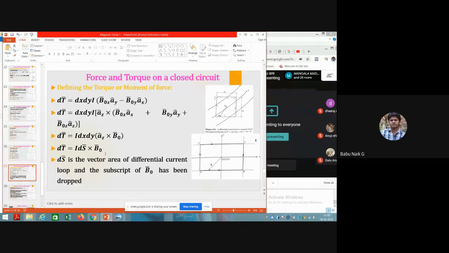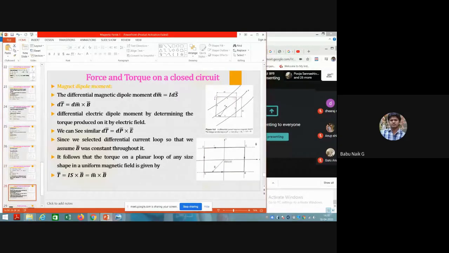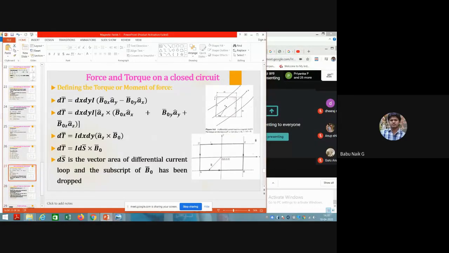This is the torque if the current is flowing through a circular loop. So the torque can be calculated as dT is equal to I dS cross B bar naught. Here you only have to consider the surface that has that area, and the magnetic field it produces is constant throughout, which is at the center of the circular loop. Okay. Now you can remember this formula, which is I dS cross B bar naught.